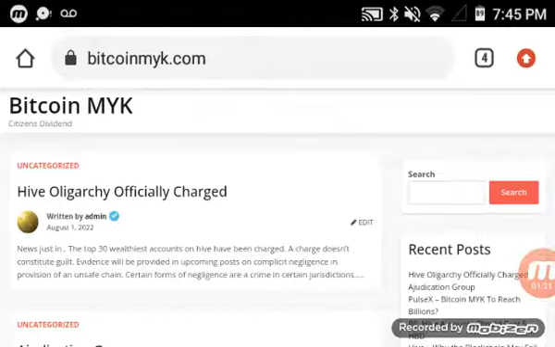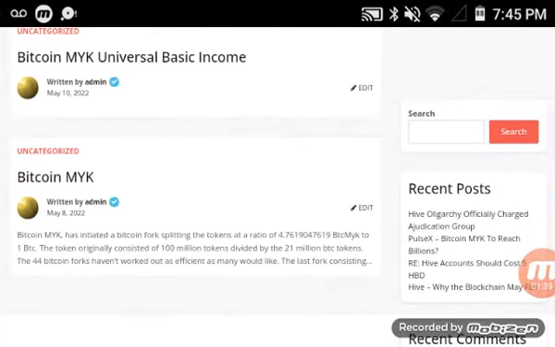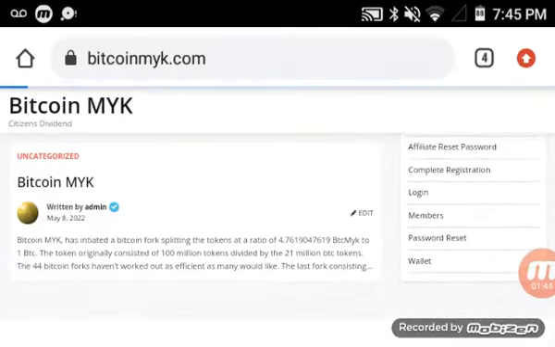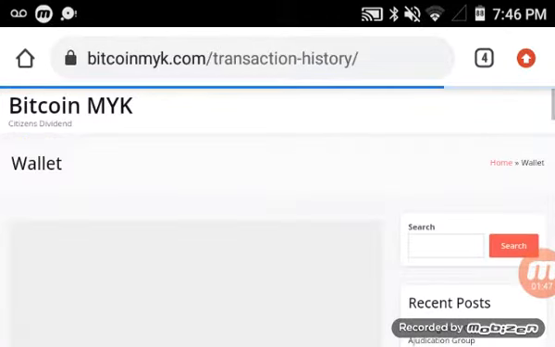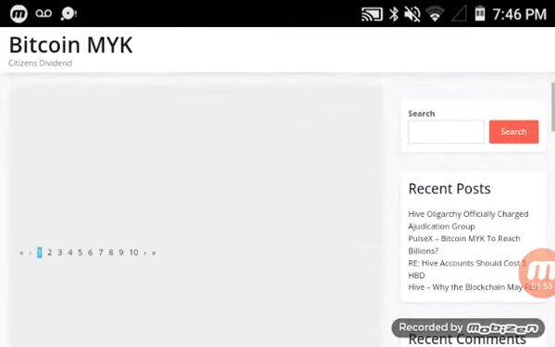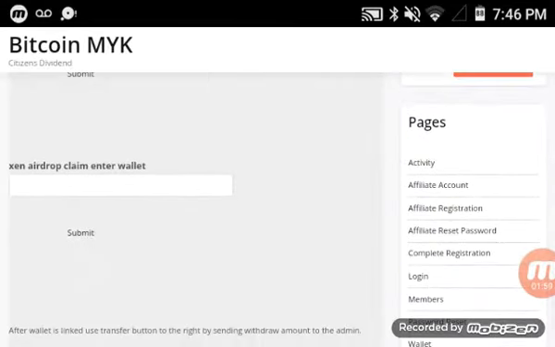All right. So the first thing you want to do is come to bitcoinmyk.com, not the social network area, but the main menu, which is bitcoinmyk.com, and find your wallet. You just come down here to your wallet, and that's going to be on the right hand side of the page. I'm going to click on wallet, and going to the wallet will take me down here to where you're going to find the input to claim your Zen airdrop.